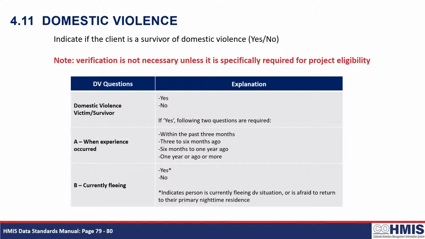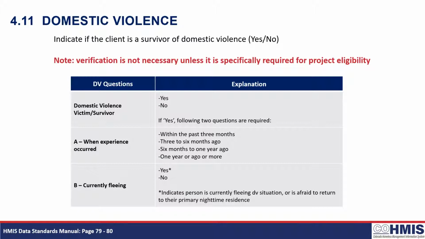But the intent of this question is to ascertain whether a person is a survivor of or fleeing from domestic violence, as it's necessary to know that to provide them with the appropriate services to prevent further abuse and to treat the physical and psychological injuries from prior abuse. It can also be important for the client's safety and important for the safety of project staff and other clients to know this.